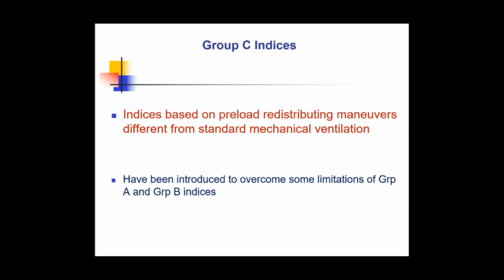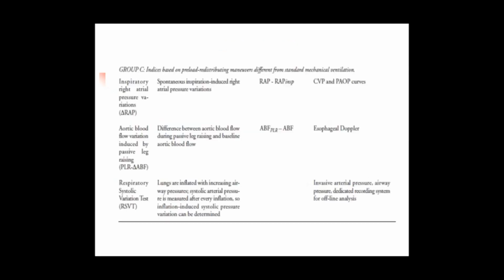So now coming to discuss the group C indices, which are based on pre-load redistributing maneuvers. See, the important demarcating point here is that group A and group B depended on the variations induced by mechanical ventilation, whereas the group C indices are independent of standard mechanical ventilation. So that is the main differentiating point. Remember that. And these have been introduced to overcome some of the limitations of group A and group B indices. So there are three described, let us take one by one.